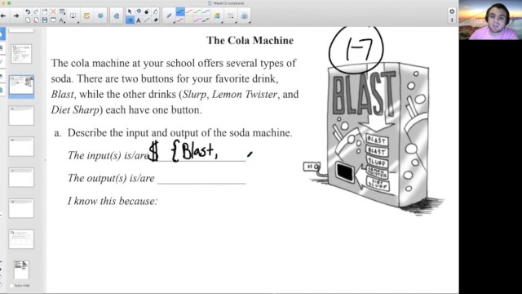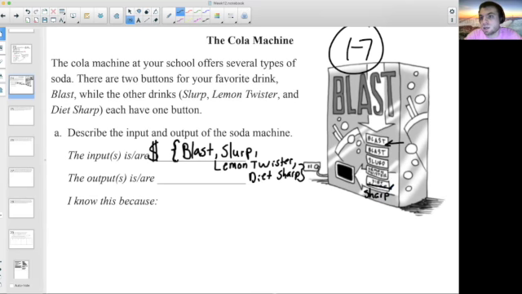Blast, I was gonna write each one. Now, I only write blast once. There's 2 of them, but once I already know blast is coming out, right, you don't write it again. And we might remember seeing these sets from when we talked about probability in our last unit. Okay, so blast, slurp, lemon twister, diet sharp. Now it does say diet slurp on the machine. It should say diet sharp. Okay, no big deal, but we will go with the ones in the problem.